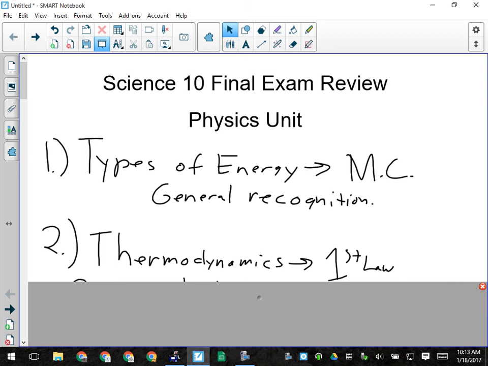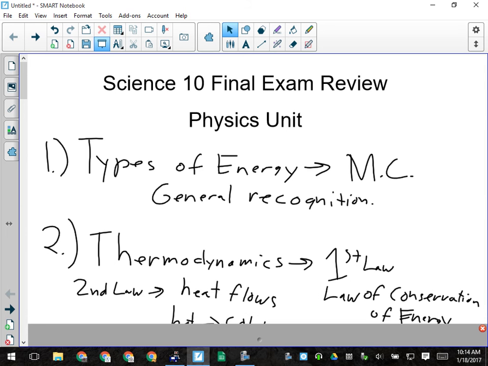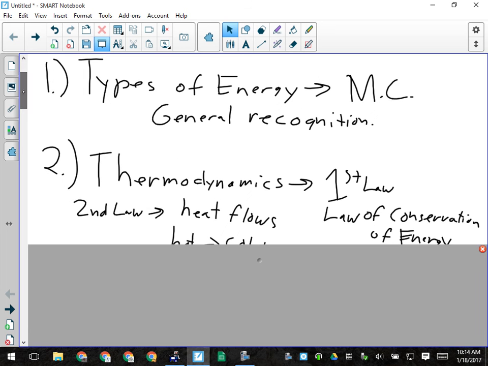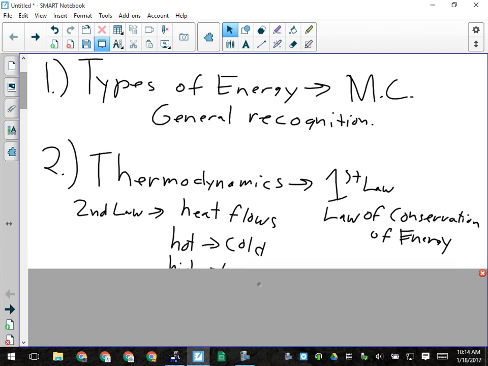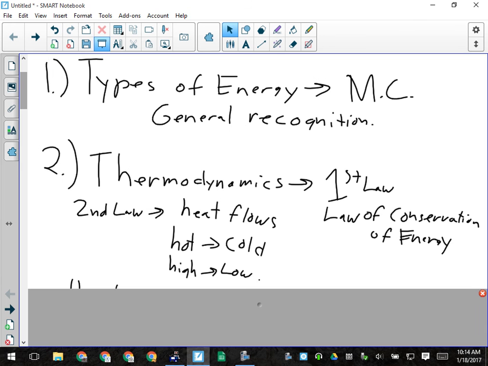The second law of thermodynamics tells us which way heat travels. Heat travels from hot to cold, or from high energy to low energy. So those are things that we will definitely need to know. Not so much for written response, but there could be application kind of questions about those ideas, especially in terms of the 2 types of technology we addressed when we talked about the second law.